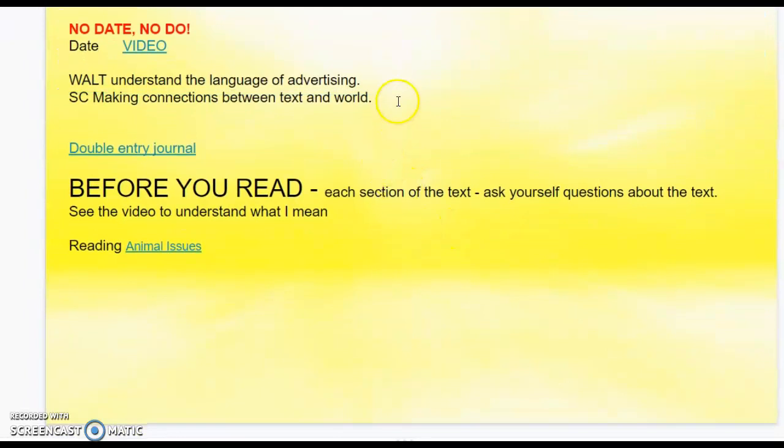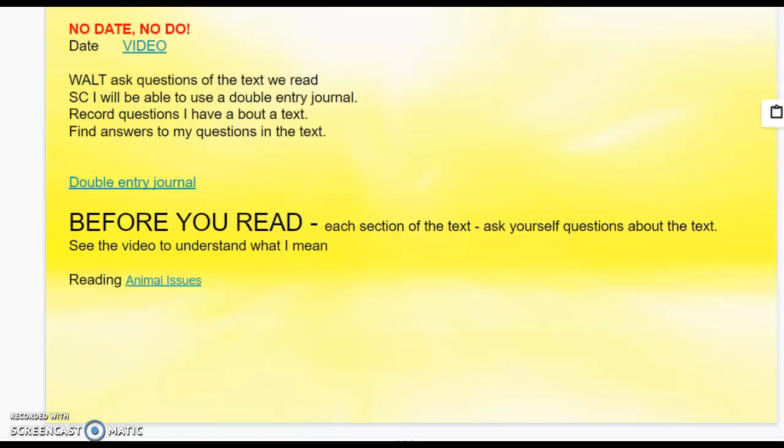Right, so you're learning to understand. This week you're working on learning to ask questions of the text you read. You're going to be able to use a double entry journal, and I'll explain that to you shortly. You'll be able to record questions you have about a text, and find the answers to your questions in the text. Before you read each section of the text, you need to ask a question about the text, and I'll explain that in just a moment.